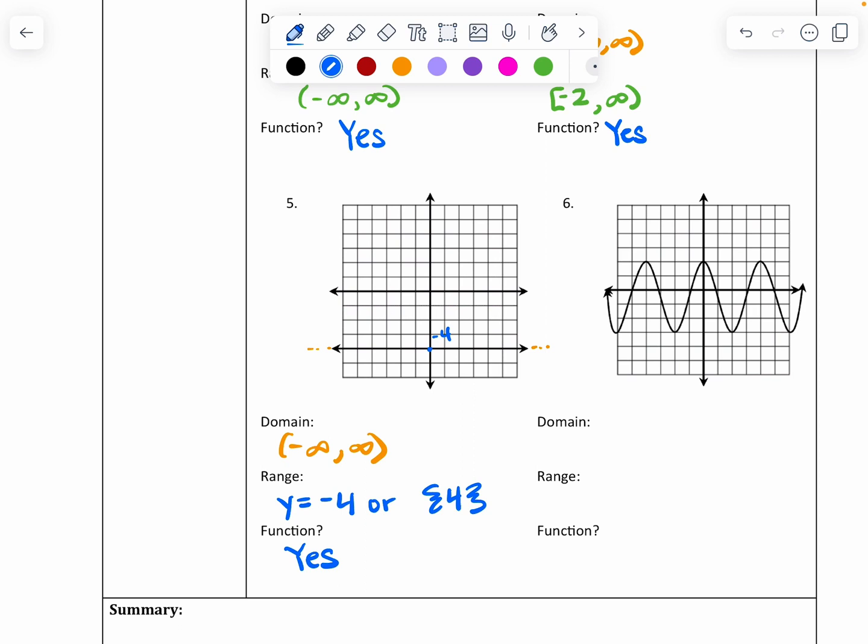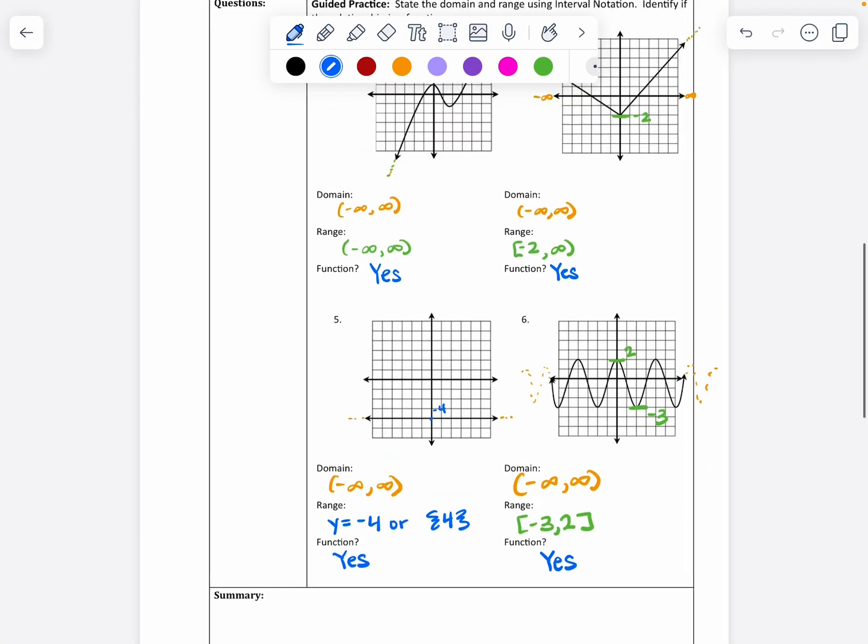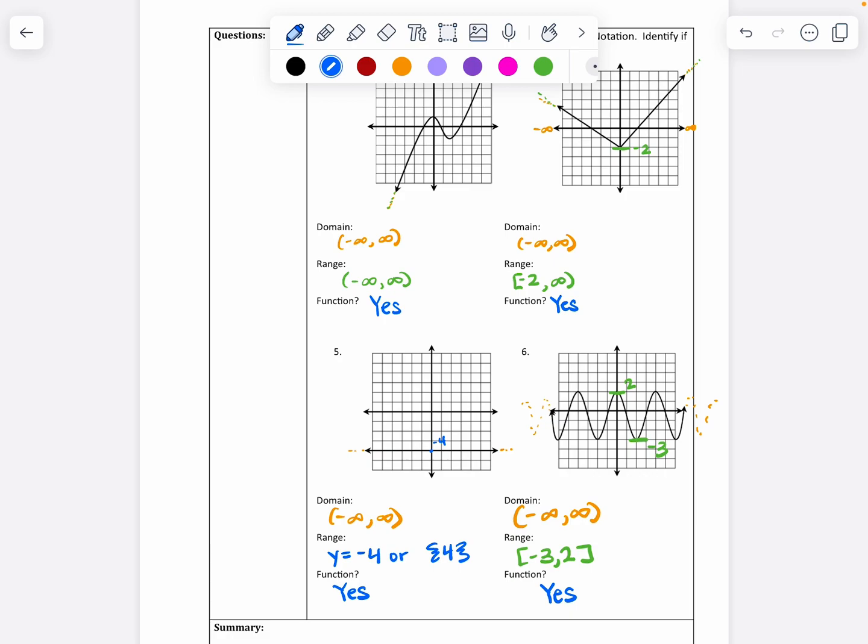Number 6. Okay, the domain is going to continue to go left forever and right forever. And my range will be here and here. Because if it continues this pattern, the farthest up it will go is 2, and the farthest down it will go is -3. There are no holes, so we're going to do brackets. And yes, this one is a function. So those are your continuous functions with infinite intervals.